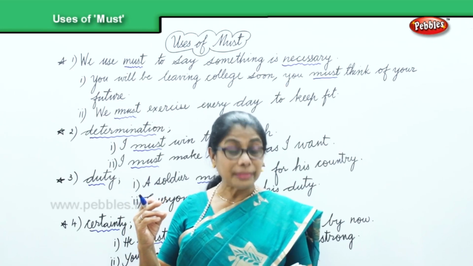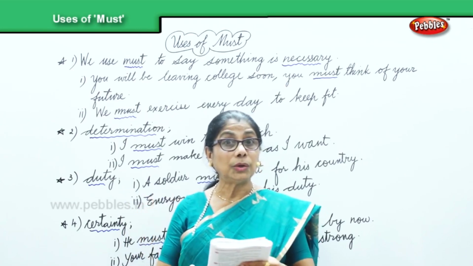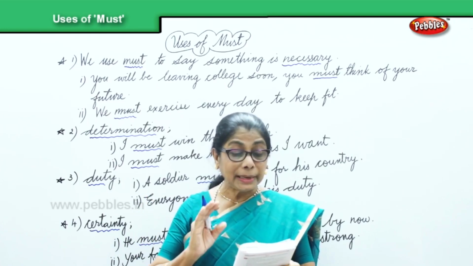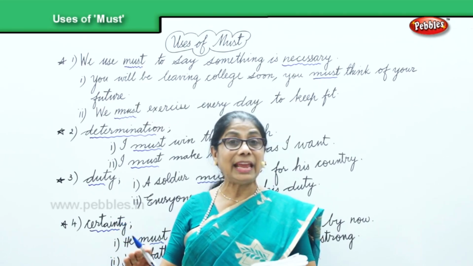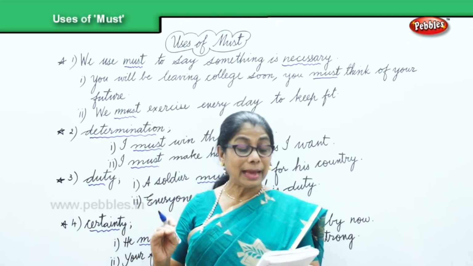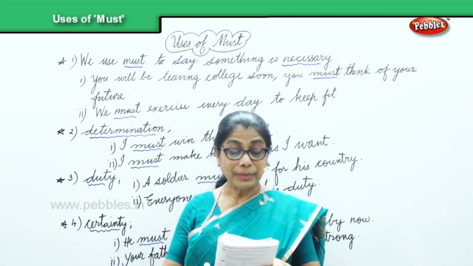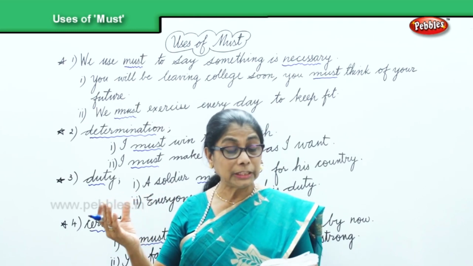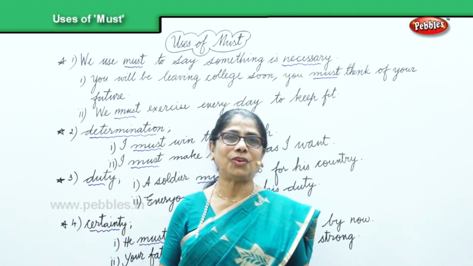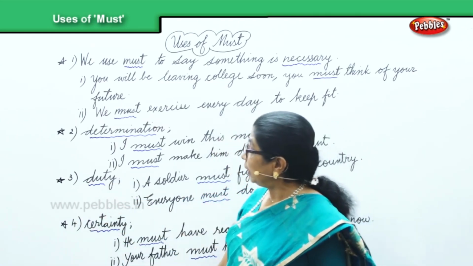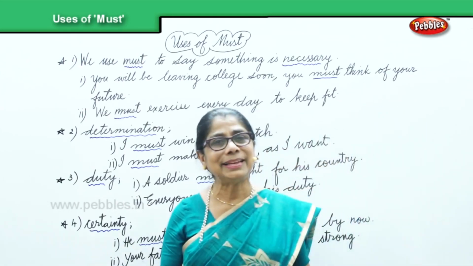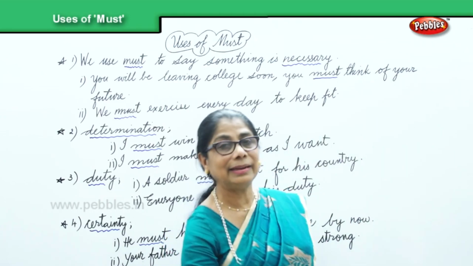Determination. Third, duty. When it calls for duty, we use must. A soldier must fight for his country. Everyone must do his or her duty. And finally, certainty. He must have reached his home by now. Your father must have been very strong. So 4 different ways of using must. So what we have done is uses of must in 4 different categories.